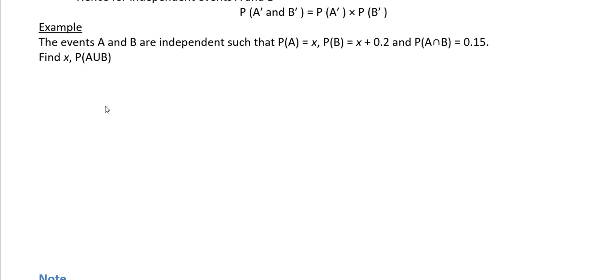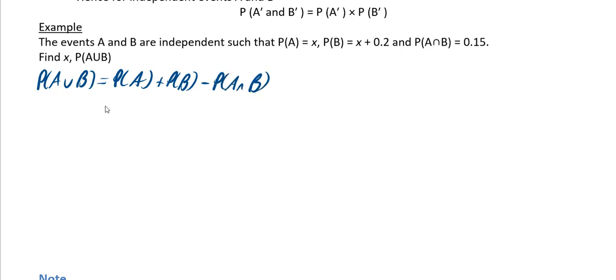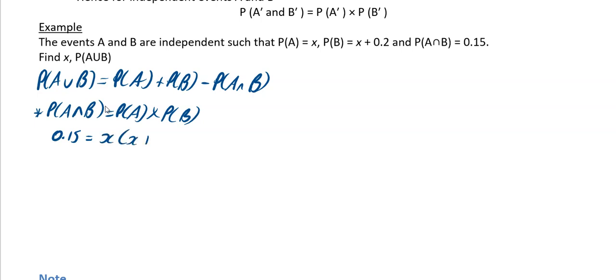So a good place to start is to write down your formula. So the probability of A union B is equal to the probability of A plus the probability of B minus the probability of A and B. Now what we also know is that because they're independent, the probability of A and B just equals your probability of A times your probability of B. So in this case, we're told the probability of A and B is equal to 0.15, which is equal to X times X plus 0.2.